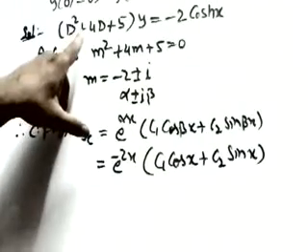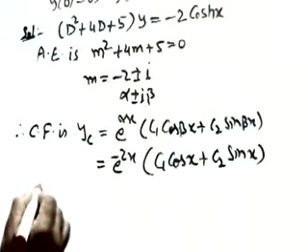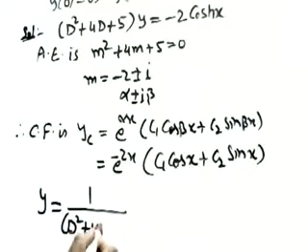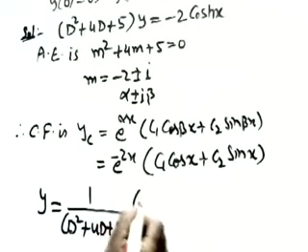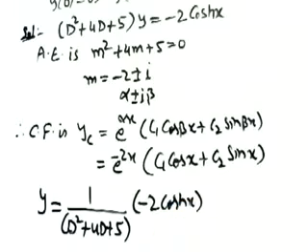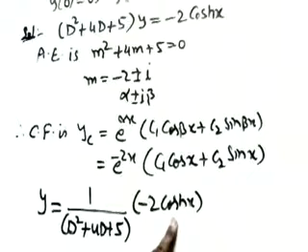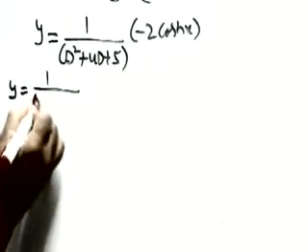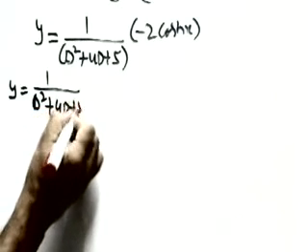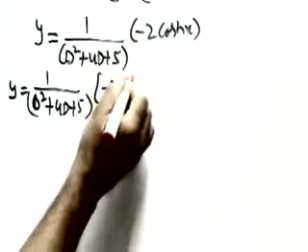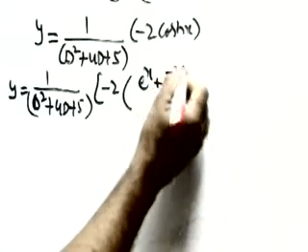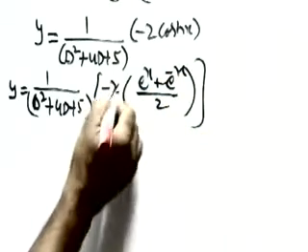Now for particular integral we have to bring D here. So what we'll get here? y equals to 1 divided by D square plus 4D plus 5 into minus 2 cos hx. Just now we have discussed the formula of cos hx. So let me substitute the value of cos hx here. y equals to 1 divided by D square plus 4D plus 5 into minus 2 into cos hx, which is e power x plus e power minus x by 2.